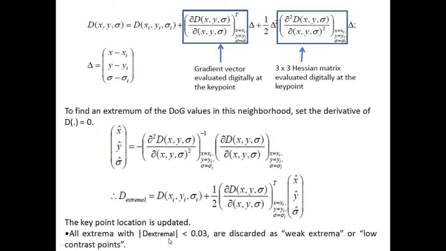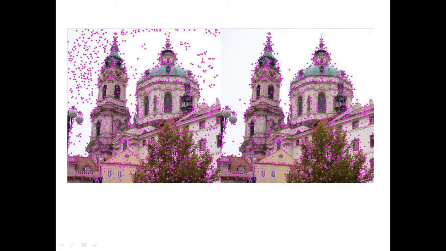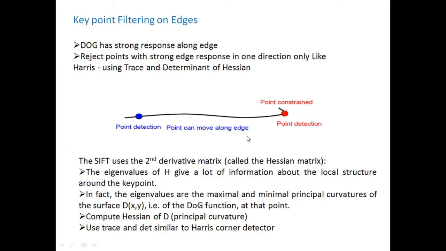The key points which have D extrema less than 0.03 are filtered out, discarded, as they are low contrast points. These are all key points present in the homogeneous region. Here and here you can see all these points are filtered out as low contrast points. But I am still left with key points present on the edges, which are irrelevant, like 1, 2, 3, 4 in this manner. So I need to do some more activity here.